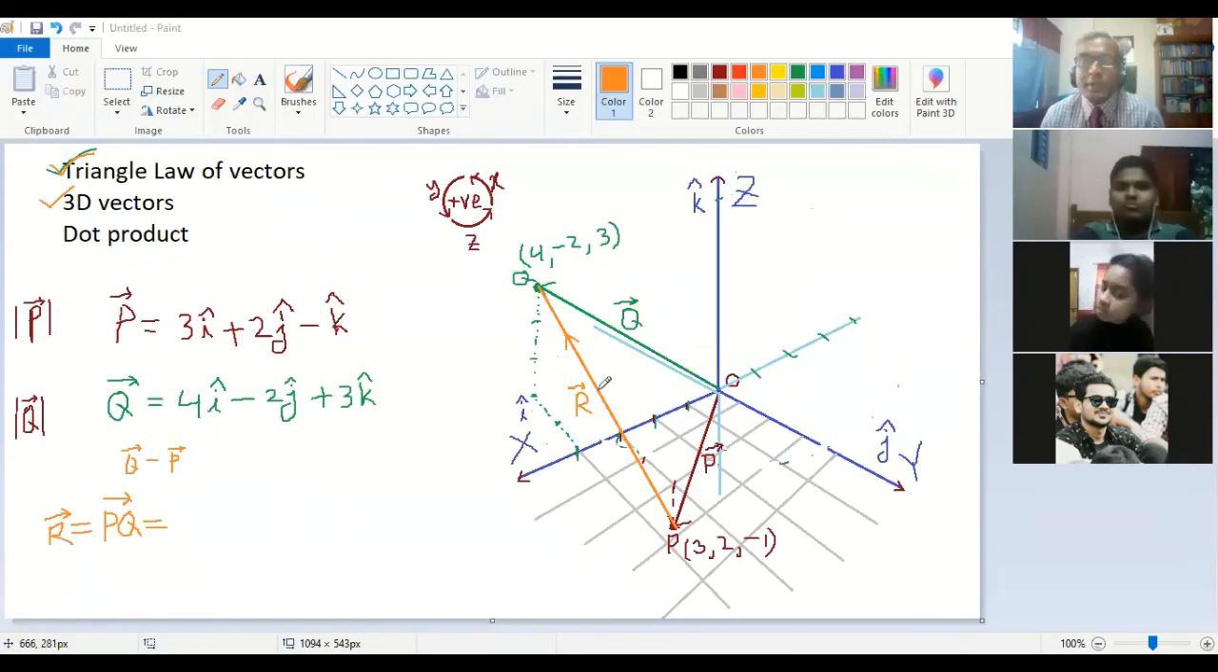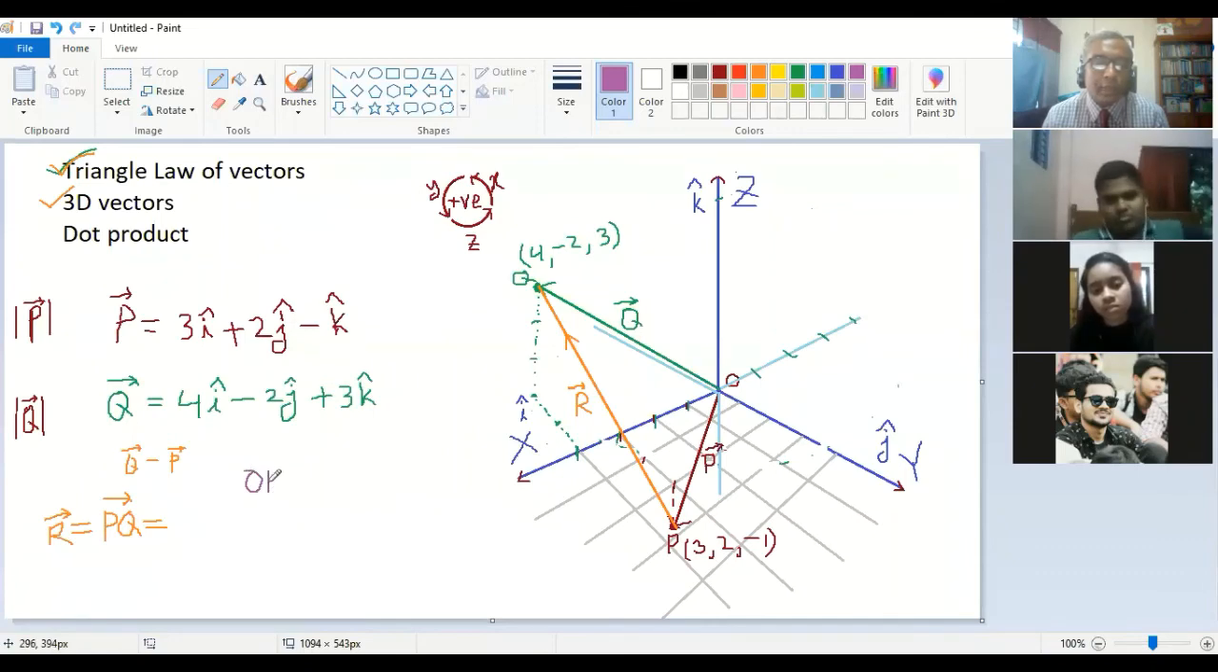So now let me explain how it is happening. In the triangle law, I told you, if you represent two vectors in the same order, let me write it in violet color here. Same order, I'm talking about this triangle, the OPQ triangle.